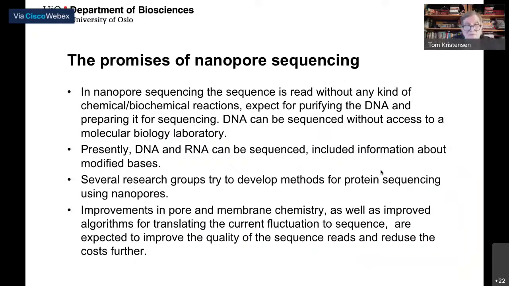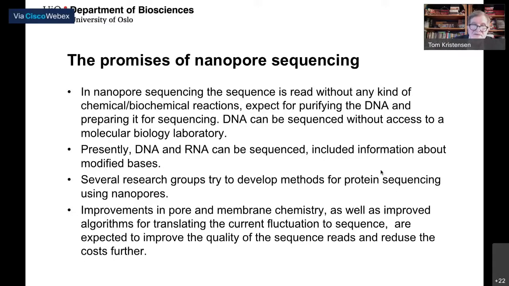So I've already hinted at what I've written here. The really intriguing part of nanopore sequencing in my head is that you can, in principle at least, imagine reading sequence without any kind of chemical or biochemical reactions. No need of enzymes and so on. What you need to do today is to purify the DNA and put on some adapters which allow this unwinding enzyme, which you need to slow the passage of the single strand through the pore. But with future technologies, maybe even these things can be omitted.